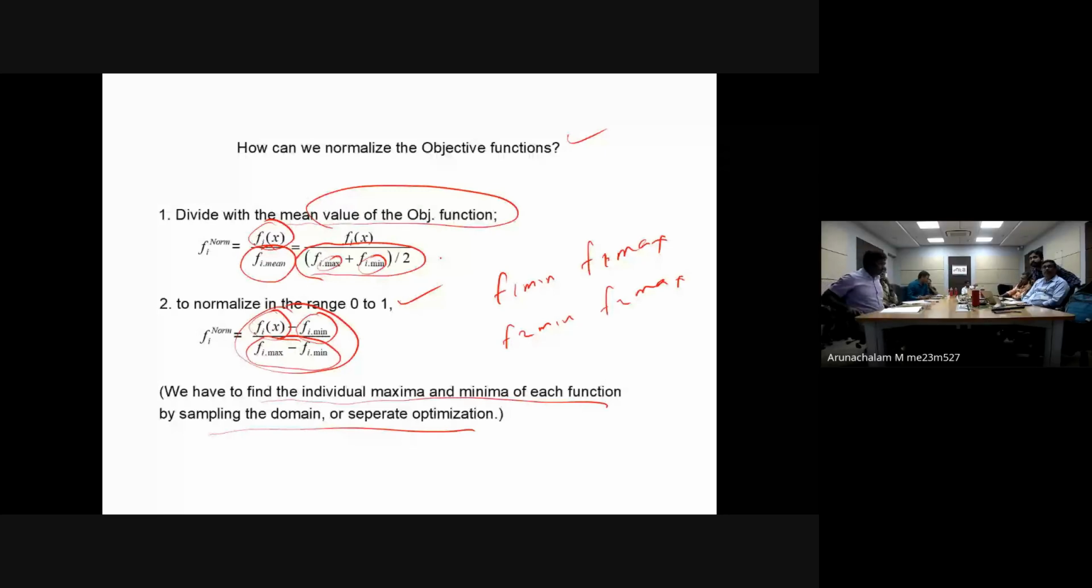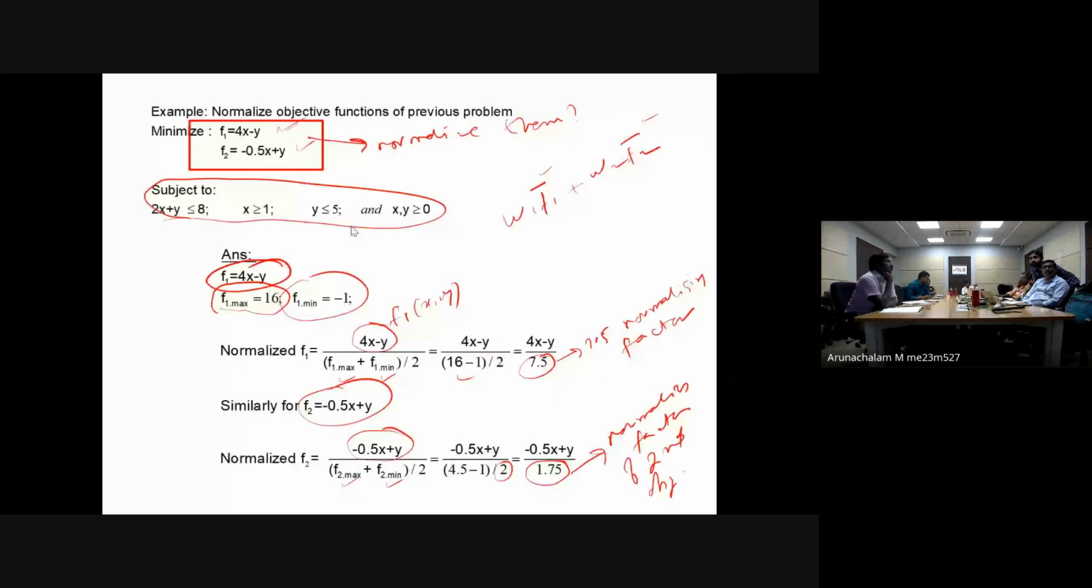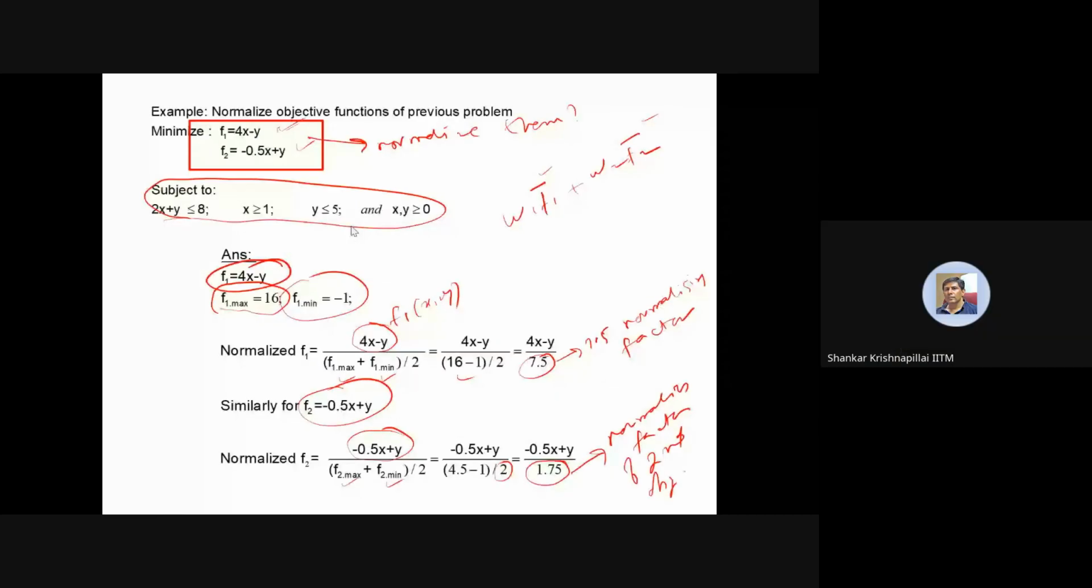Are we finding the minimum and maximum, F1 max, F1 min, through graphical representation? Yeah, you have to find. You have to do single objective minimization of F1, single objective maximization of F1. Then you have to do single objective minimization of F2, single objective maximization of F2.